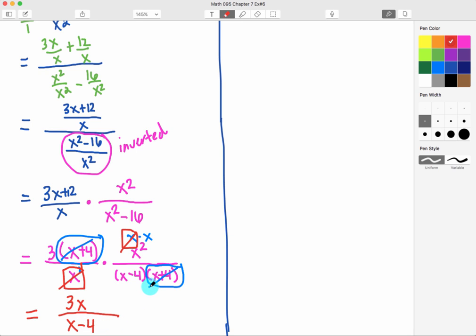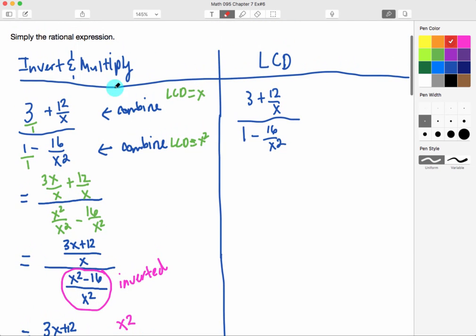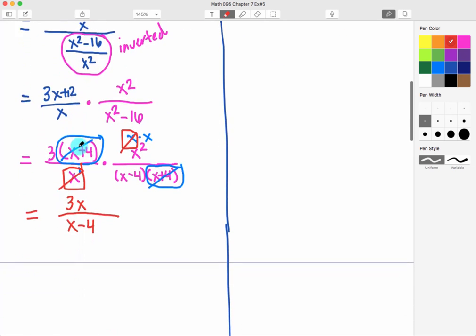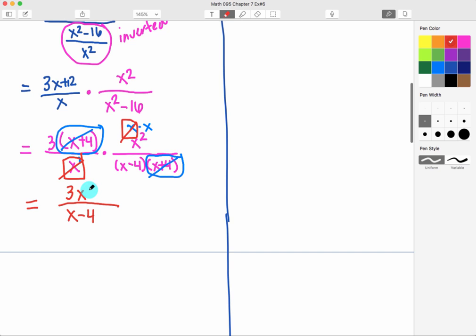So by using the invert and multiply method, after we got common denominators, we were able to simplify this complex fraction. It started off with 3 plus 12 over x, all divided by 1 minus 16 over x squared, and all we did was simplify it to be the same thing as 3x divided by x minus 4.